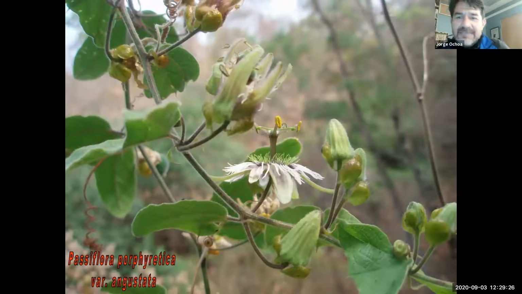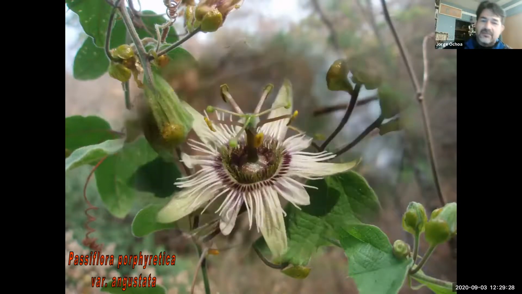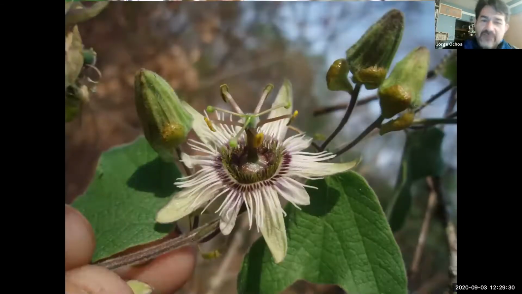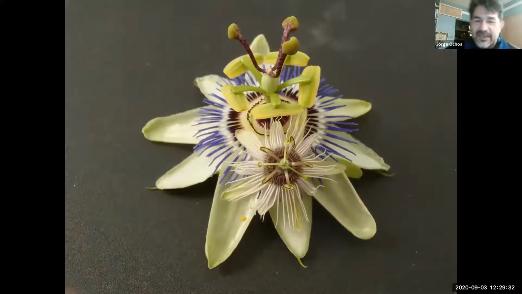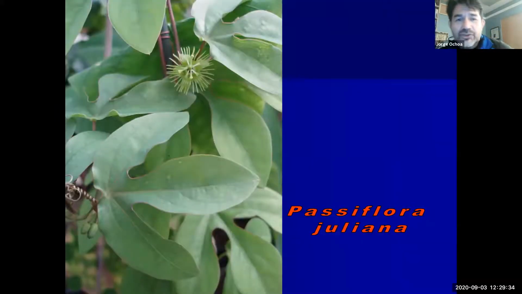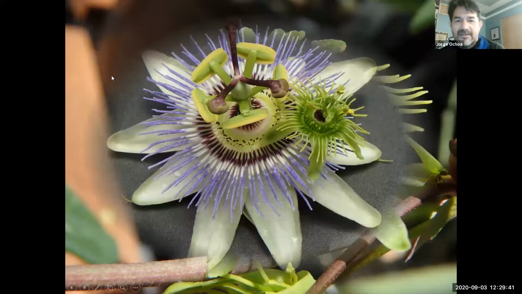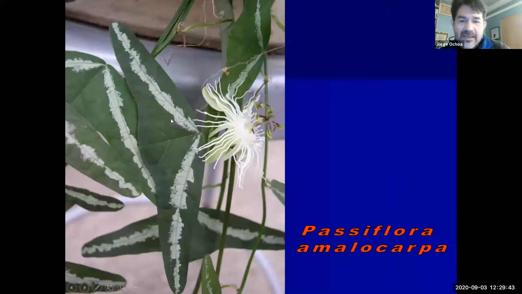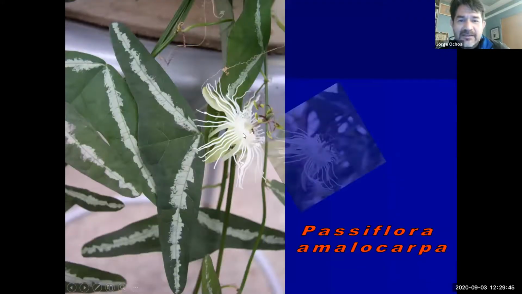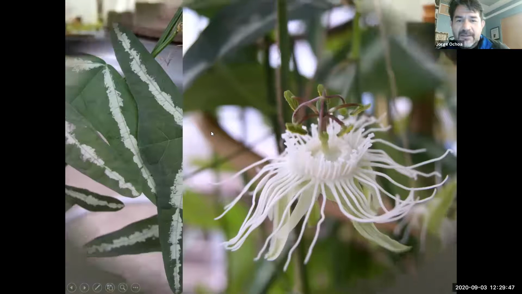Porphyretica, we found in Michoacan, Mexico. We were able to bring it into cultivation, and there it is. Now they're getting much bigger. And then Juliana, green passion vines, also from Mexico. Here's the flower, and there it is for comparison. And then Amalocarpa with white corona filaments.